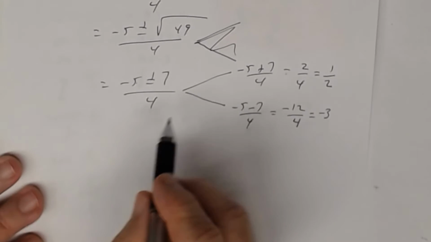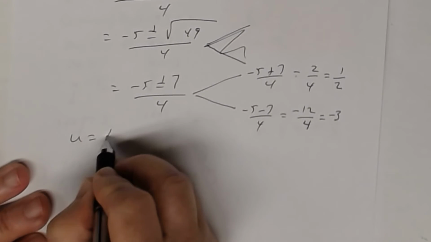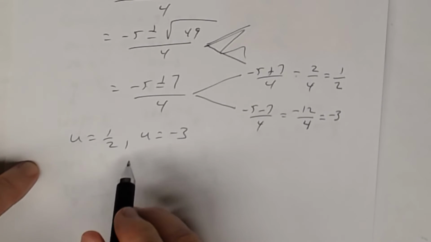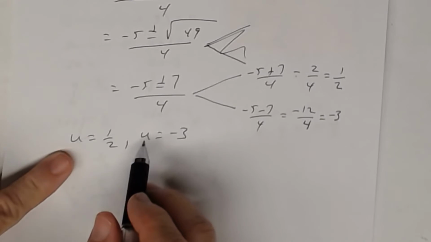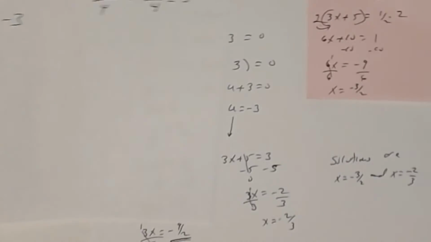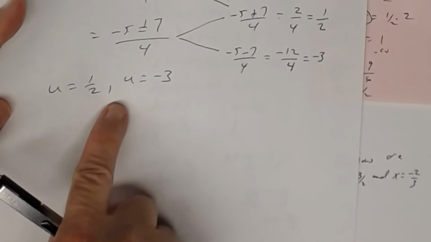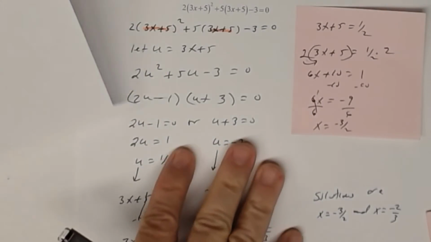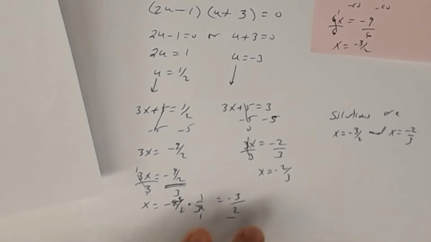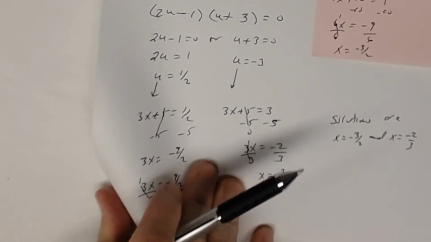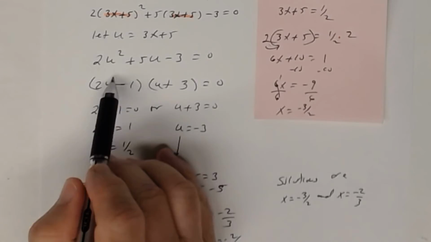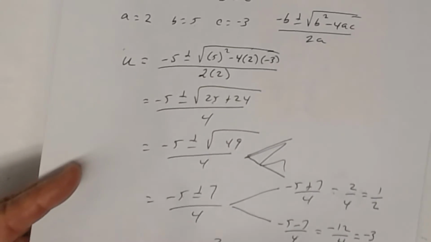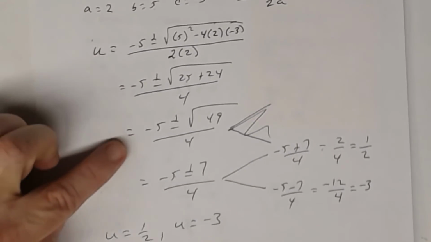So notice this is u. So u equals 1/2, u equals negative 3. Not x, u. So it's important you recognize that that's u. And so notice that this right here is this right here. Okay? And then the rest would be you do the substitution. So at this point here, when you got to this point, you could factor. Now notice factoring makes things so much easier, right? Notice how much work was involved with using the quadratic formula.